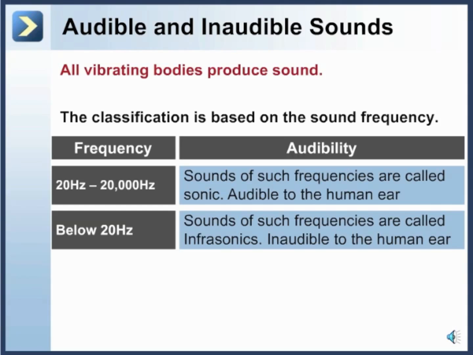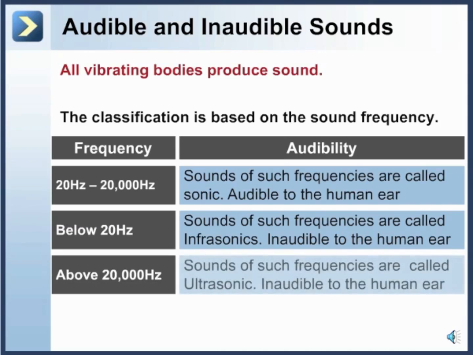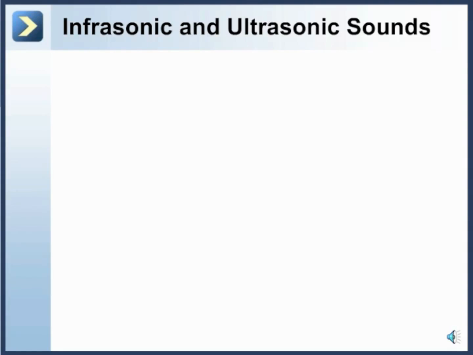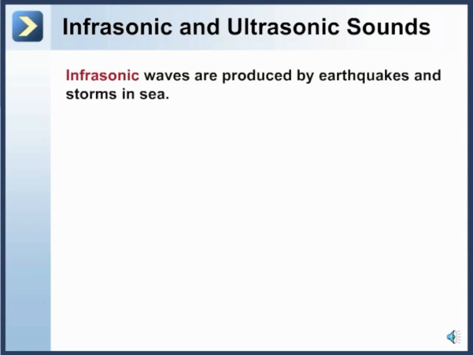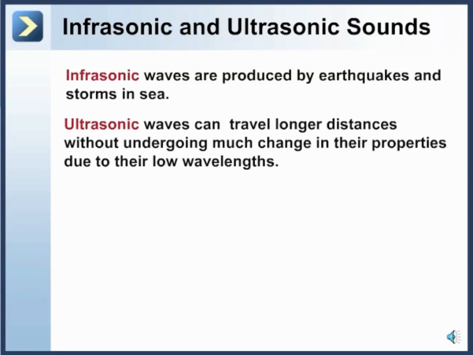And then once we get above 20,000 hertz, we're dealing with what they refer to as ultrasonics. And you've probably heard these terms before. We have infrasonics, we have ultrasonics. What we're used to hearing, of course, are the sonics, or the simple audible sounds in the range of 20 hertz to 20,000 hertz. So infrasonic waves are produced by earthquakes and storms in sea.